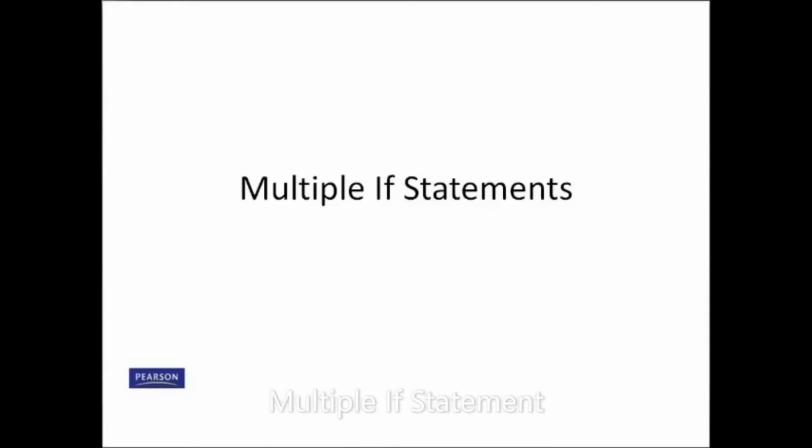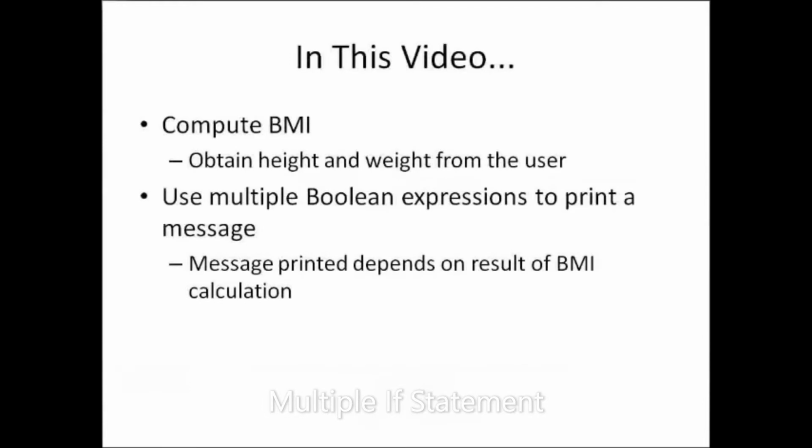Hello everybody, in this video I'm going to show you how you can use multiple if statements in your program. What we're going to do is compute the body mass index of a person. We're going to obtain the height and weight from the user and then calculate their BMI. Once we've done that, we're going to use multiple Boolean expressions to print out a message to the user, and the message that we print will depend on the result of our calculation.